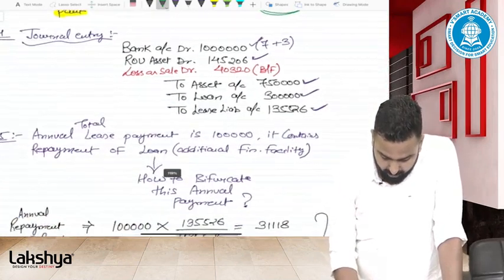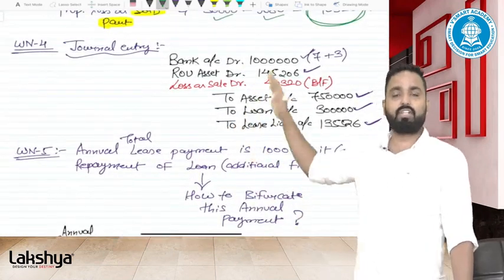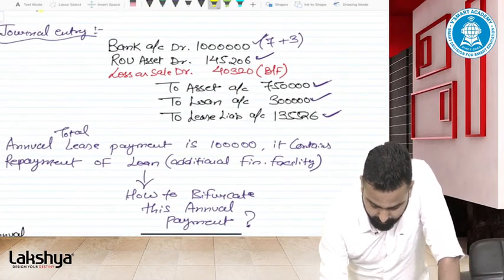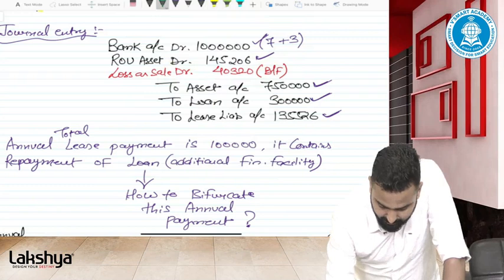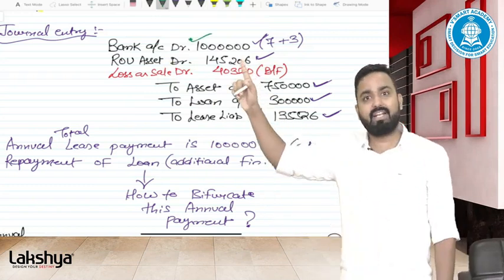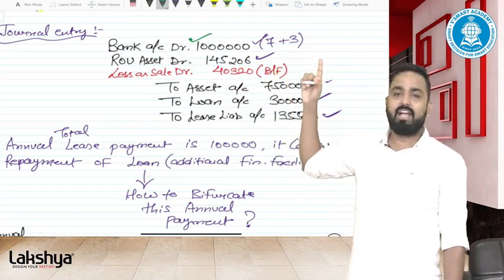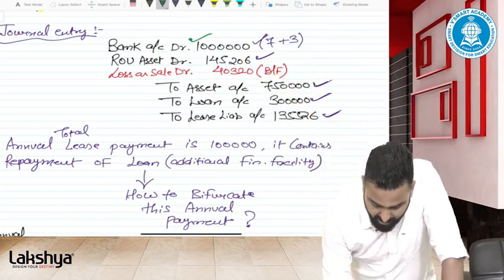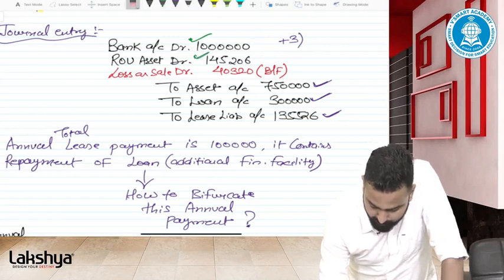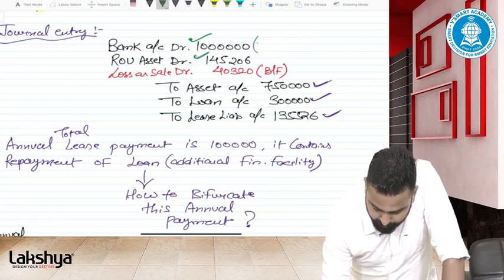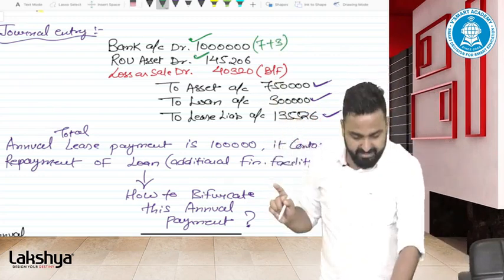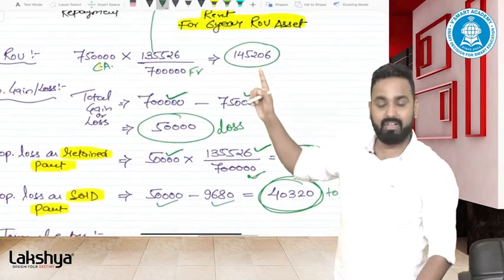Okay. Now see the journal entry. What is the journal entry? We received 10 lakh rupees on the sale of asset. 7 lakh is the actual sale and 3 lakh is the additional finance. The ROU asset should be booked at 145, working note number 2, 145.